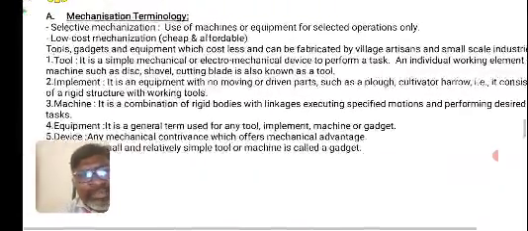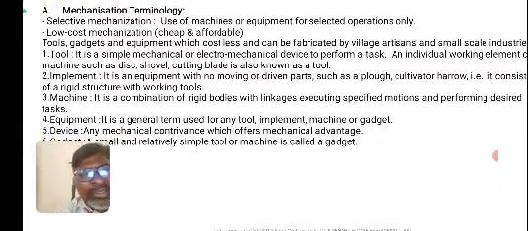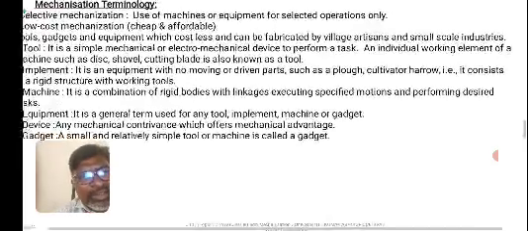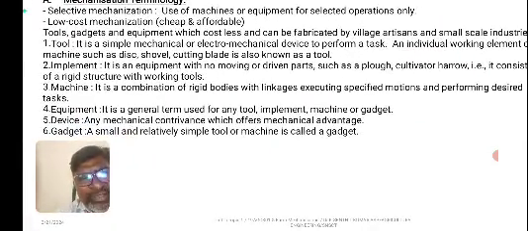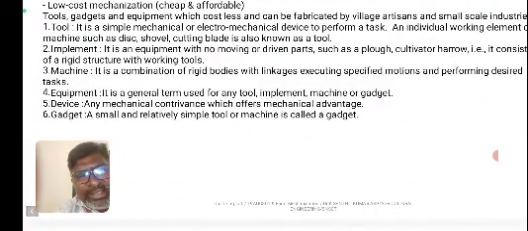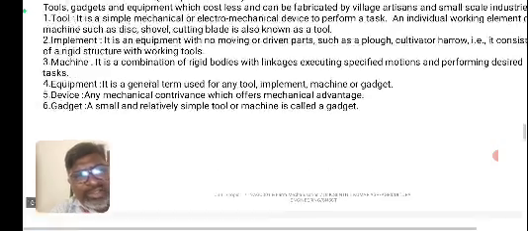An individual working element of a machine such as a disc, shovel or cutting blade is also known as a tool. Implement: it is equipment with no moving or driving parts, such as plough, cultivator, harrows. It contains a rigid structure with working tools. Machine: it is a combination of rigid bodies with linkages, executing specified motions and performing a desired task. Equipment is a general term used for any tool, implement, machine or gadget, so all come under the category of equipment. Device: anything mechanical which offers mechanical advantage. Gadget: a small or relatively simple tool or machine is called a gadget.